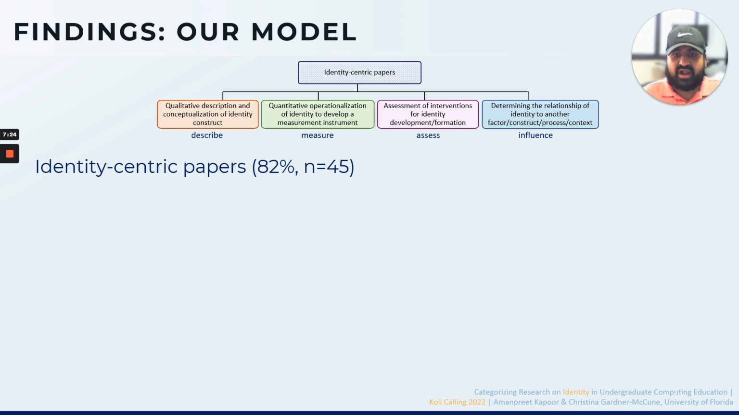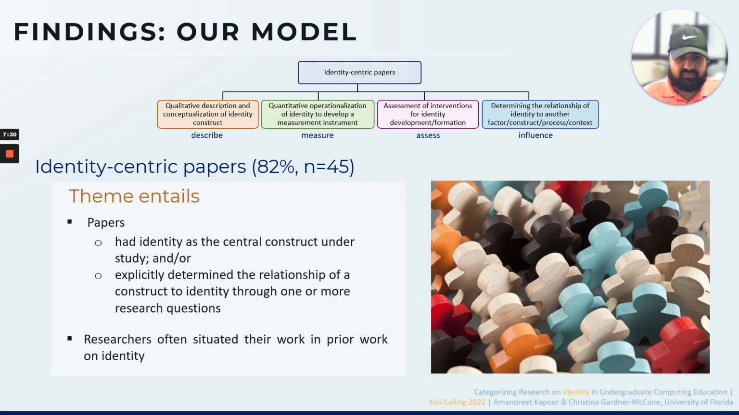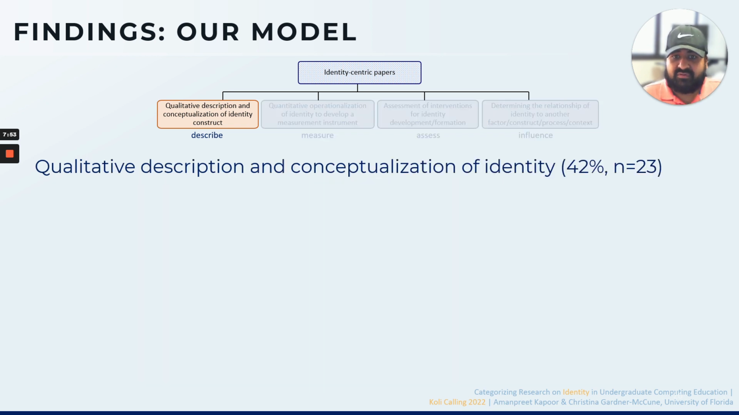The first one was identity-centric papers, which was about 45 papers or 82% of our corpus. And this theme included papers that had identity as a central construct under study, or the authors explicitly determined the relationship of the construct to identity through one or more research questions. Researchers often situated their work in prior work on identity in this theme. In this theme, there were 4 categories.